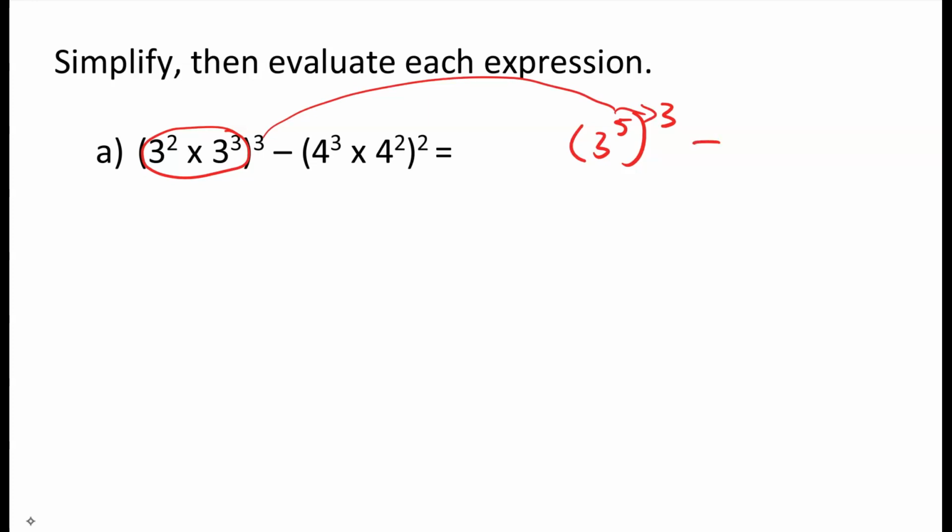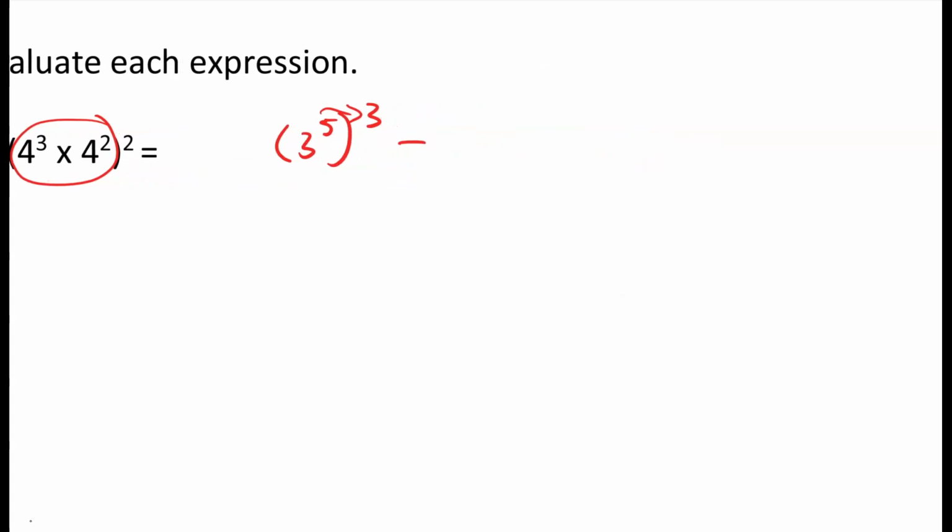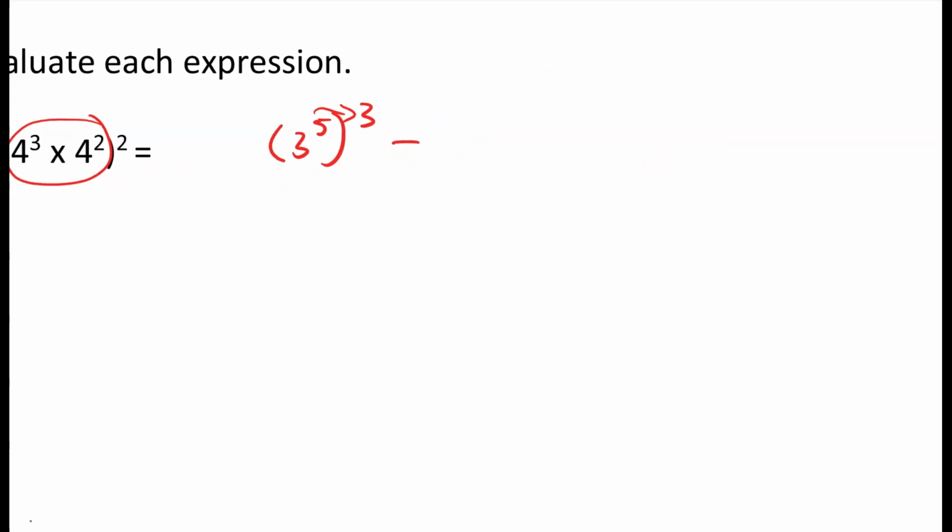Next part we want to address is the second part of this equation. We have in the brackets 4 to the power of 3 multiplied by 4 to the power of 2. Again, it's a multiplication, so we're looking for a product, and we're adding those exponents together because they're inside the brackets. This gets us 4 to the power of 5 in brackets, and that exponent of 2 that's on the outside comes over. Just going to get rid of this arrow.